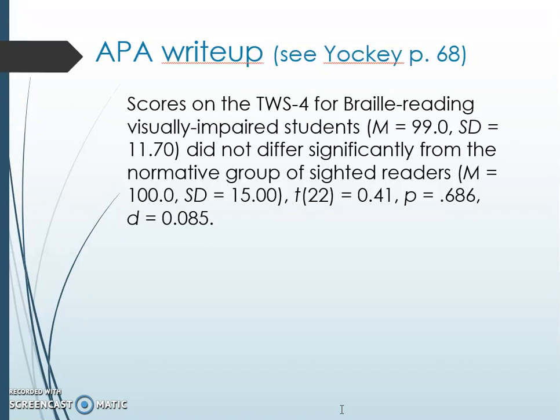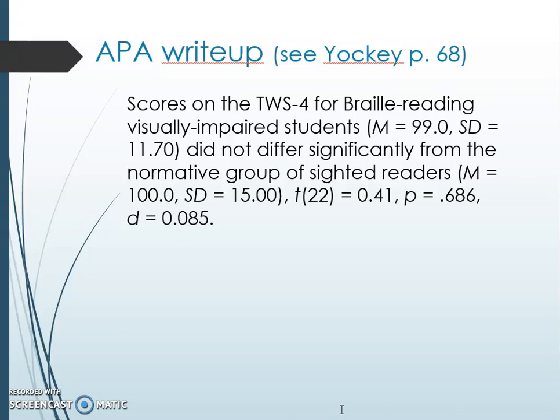Basically what you need to do is take his template for the example he gives and plug in the information for the particular study you're working on. As you can see here, this is what the write-up for the Clark and Stoner might look like using Yaki's write-up for the one sample t-test that he gives in chapter 5. It says scores on the TWS4 for Braille reading visually impaired students, and then in parentheses it provides the mean and standard deviation for the data for that group.